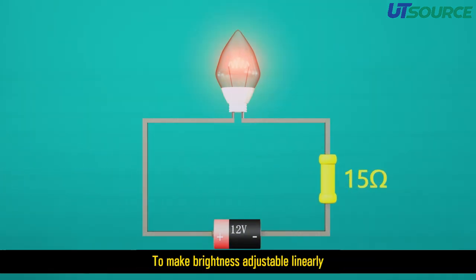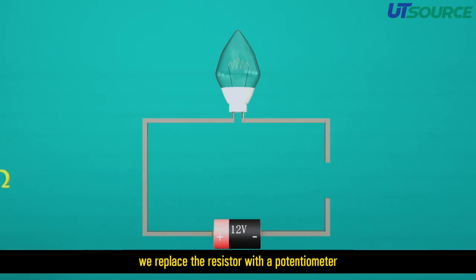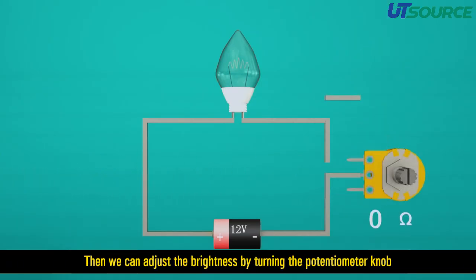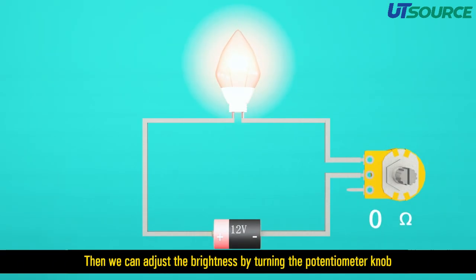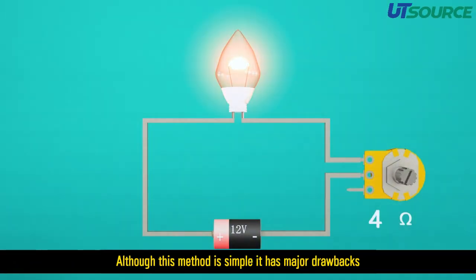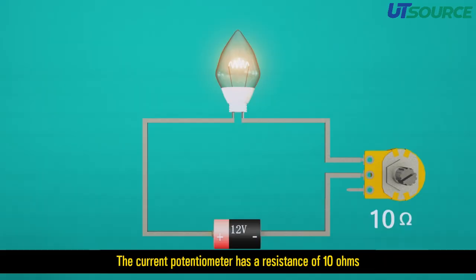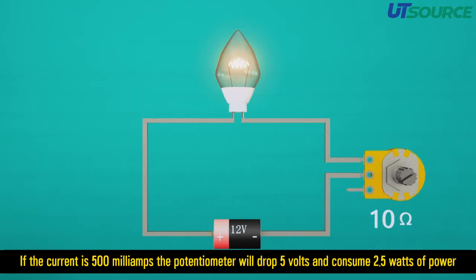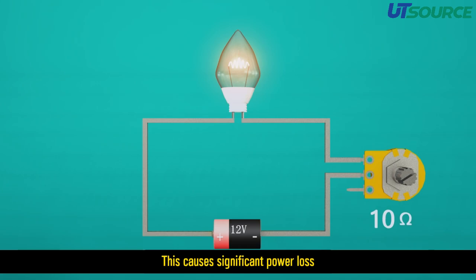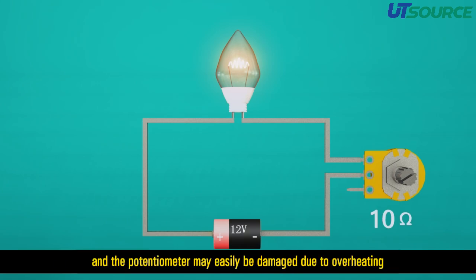To make brightness adjustable linearly, we replace the resistor with a potentiometer, then we can adjust the brightness by turning the potentiometer knob. Although this method is simple, it has major drawbacks. The current potentiometer has a resistance of 10 ohms. If the current is 500 milliamps, the potentiometer will drop 5 volts and consume 2.5 watts of power. This causes significant power loss, and the potentiometer may easily be damaged due to overheating.